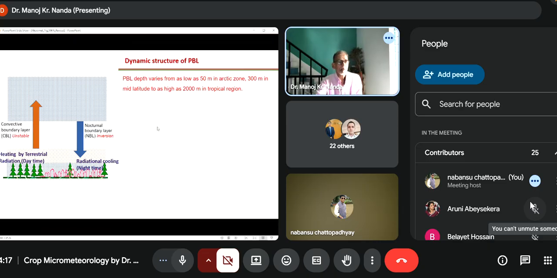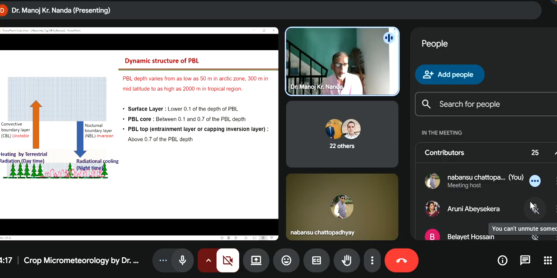So now, however, from the general trend, if you see, the lower part of the surface, this PBL is called the surface layer, which is about 10% of the PBL. The middle core part is called the PBL core, that is 10% to 70% of the PBL depth. And the upper part is the entrainment zone, that is a transition between the free atmosphere and the PBL. That part is around the upper 30%. So this is how the PBL is basically divided into three basic components.